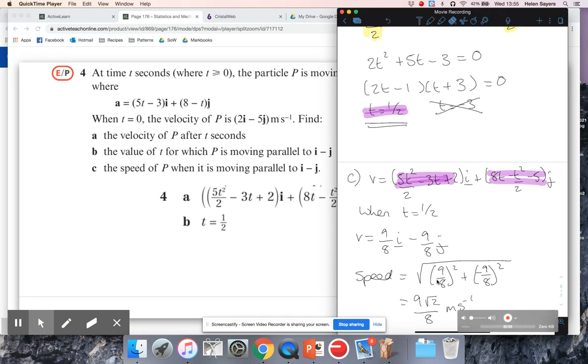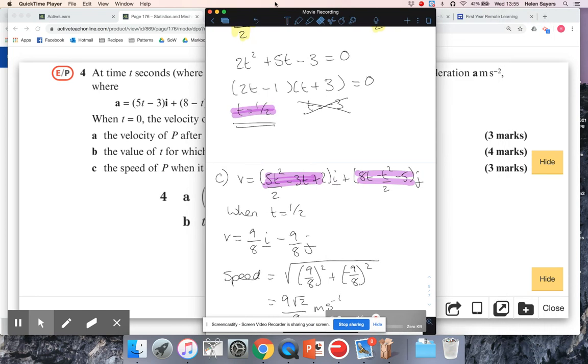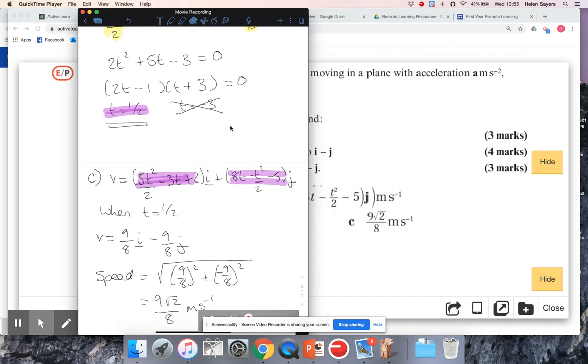Okay, so that method is fine. It's just calculator error. Let's double check that one more time. 9 root 2 over 8, we're good.